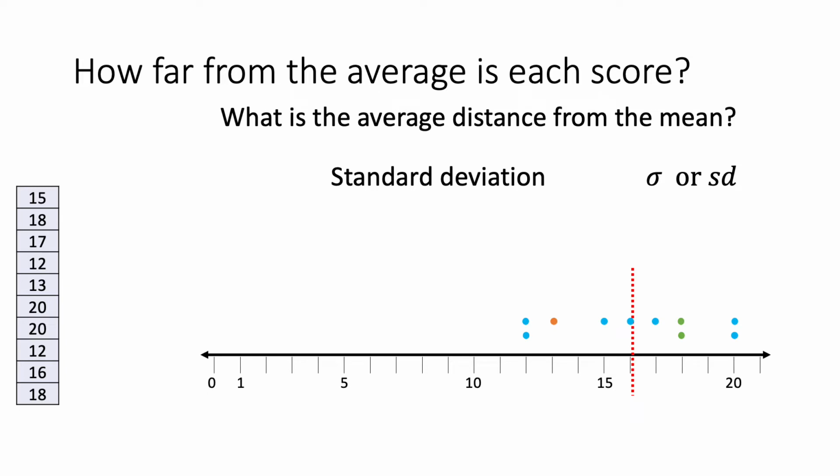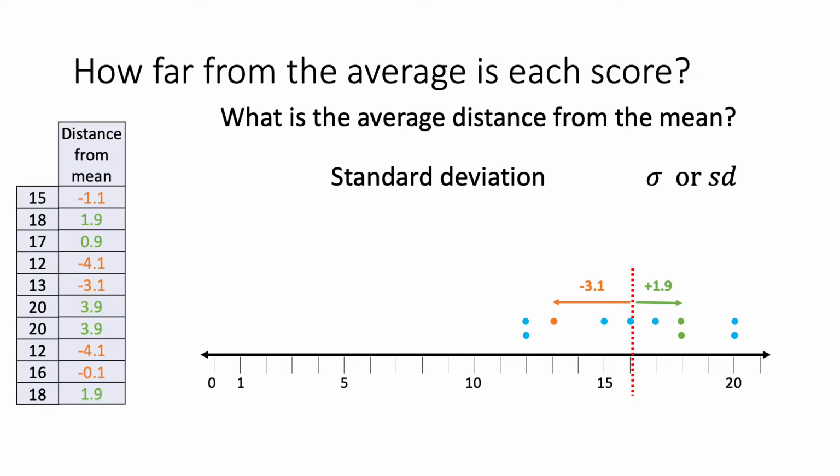So let's take a look at how that's figured out. Don't worry about the math. Okay, this data point here is 3.1 points below the mean. And these two data points here are 1.9 points above the mean. We can do that for each and every one of the data points. Every one of them has a distance from the mean. And that's what we want to look at for the standard deviation.